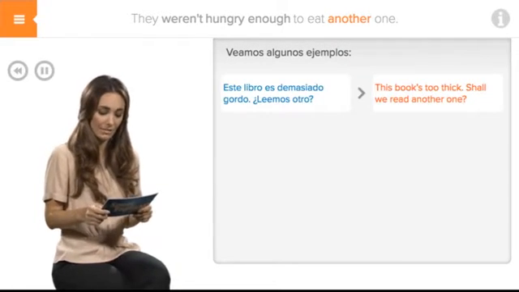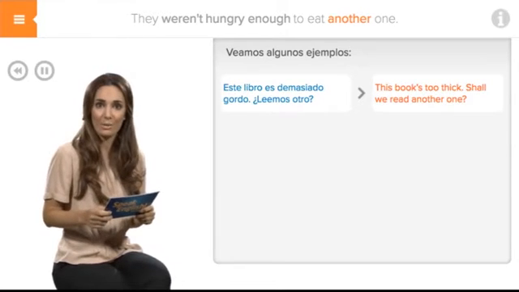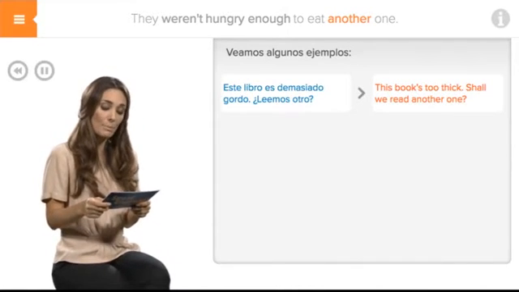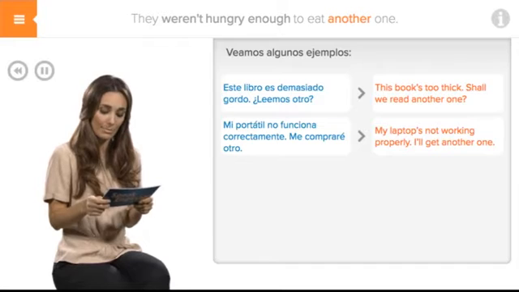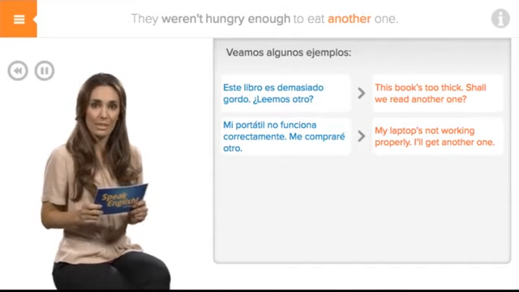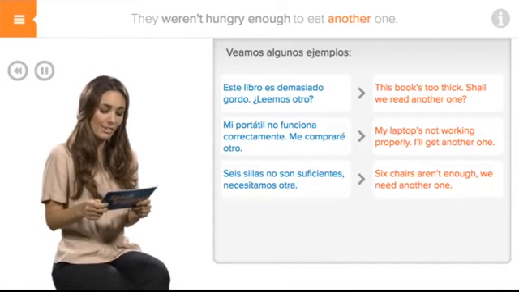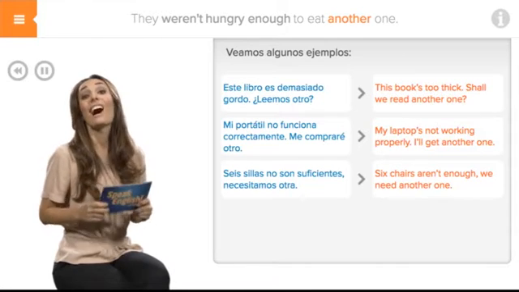This book's too thick. Shall we read another one? My laptop's not working properly. I'll get another one. 6 chairs aren't enough. We need another one.